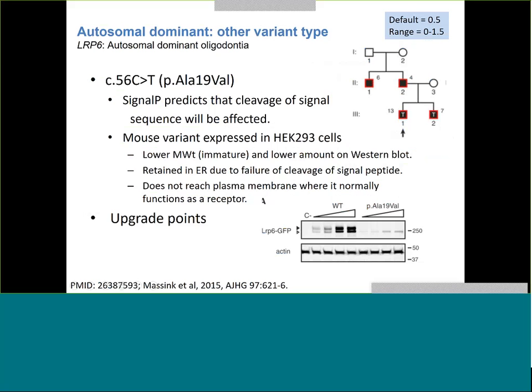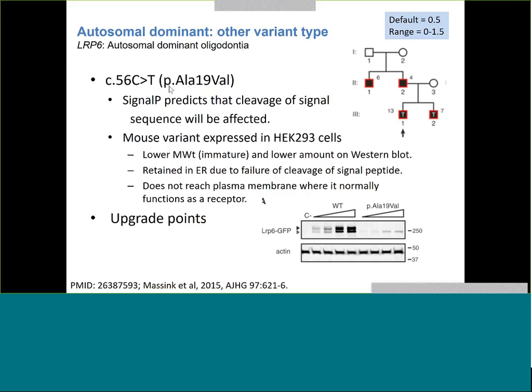So, Christy, you were asking for examples where you might actually count 1.5. I'm not sure you go up to 1.5 on this one, but I would definitely upgrade the points. What they showed for this particular variant is, let me backtrack. So LRP6 encodes a transmembrane cell surface protein, and it functions as a co-receptor in the Wnt signaling pathway. So in order to perform its function, obviously it has to get to the cell surface.